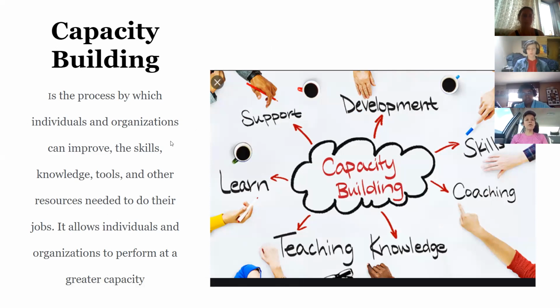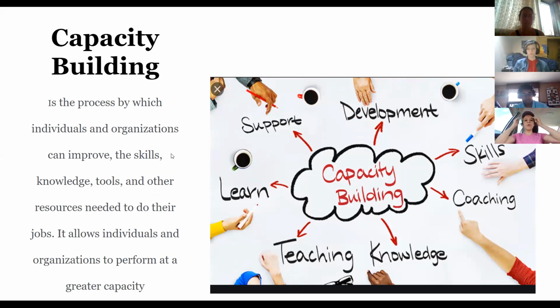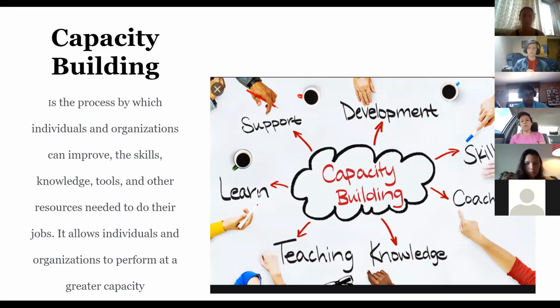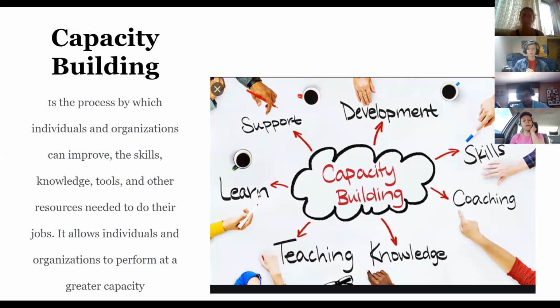Okay, so I'm going to talk about capacity building in community engagement, which is a process where individuals and organizations can improve their skills, their knowledge, and the tools they need to do their jobs better. It also allows individuals and organizations to perform better, with a greater capacity. So they can use support, learning, teaching, knowledge, coaching, and skills developed for community building.